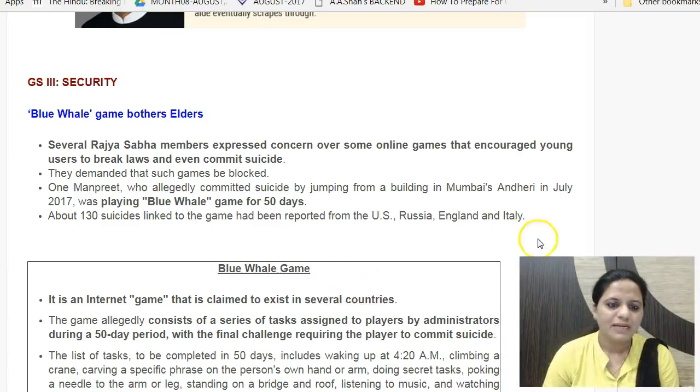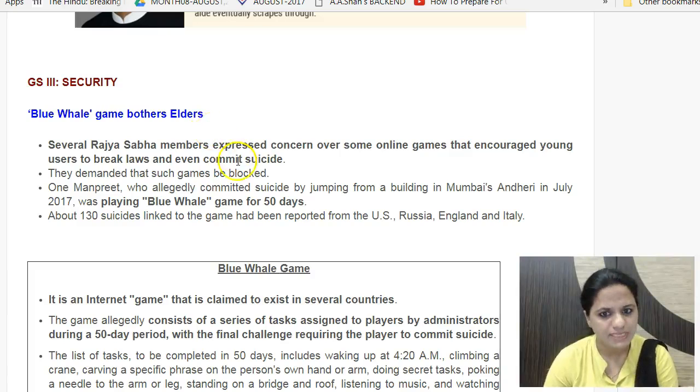Blue whale game bothers elders. So elders is the house of Council of State, the upper house, that is the Rajya Sabha. So in Rajya Sabha, members have expressed concern regarding this online game known as Blue Whale. This Blue Whale game or Blue Whale challenge, as it is called, is said to have originated in Russia. It is an app, and it's a 50-day game in which the people who are participating are asked to fulfill a challenge. So almost every day, there's a challenge.